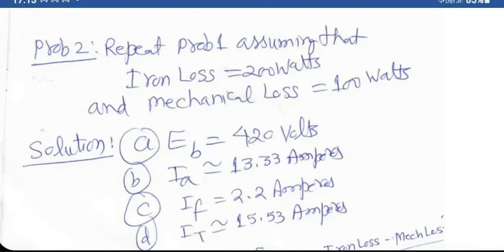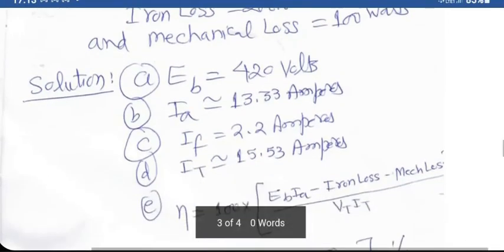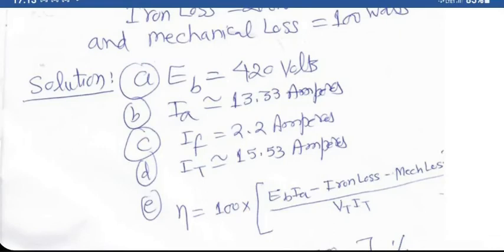IA would also not change, same as before. IF would also not change, same as before. And IT would also not change. These numbers will remain the same. But now power calculation will be different.